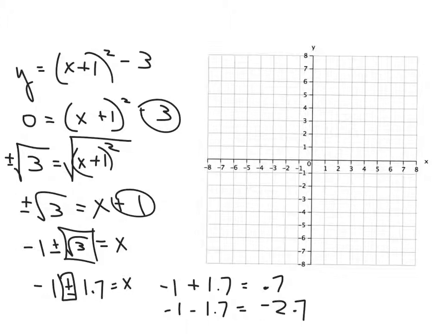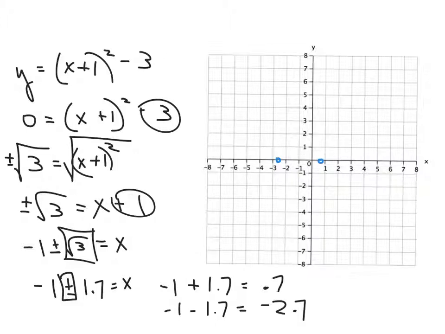Okay, so you're just kind of guessing here when you're graphing that it's going to cross at 0.7, which is around there, around 3/4, and it's also going to cross around there at negative 2.7. Okay, but again, we're not asking to graph. We are just looking for the intercepts there.